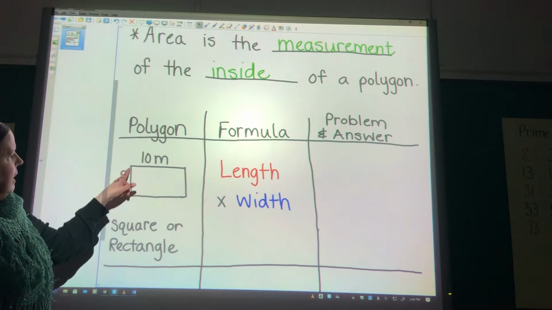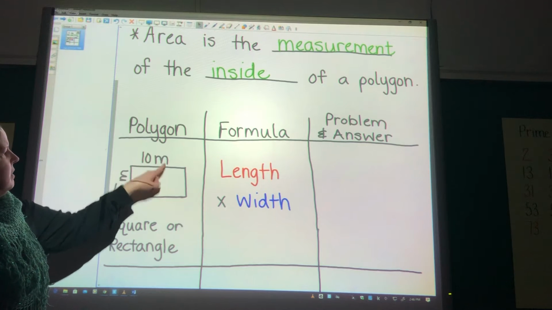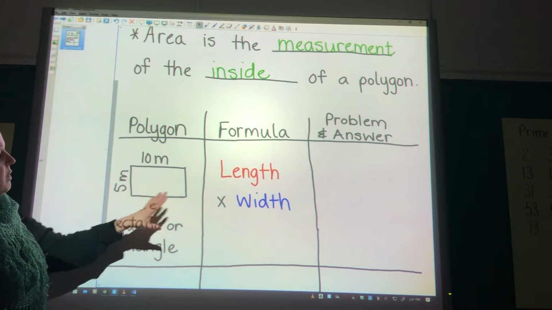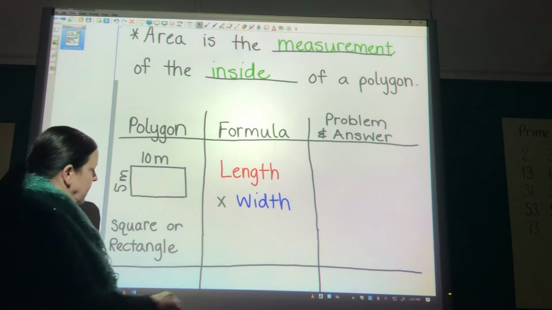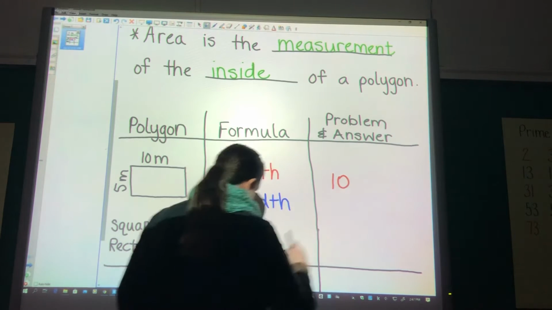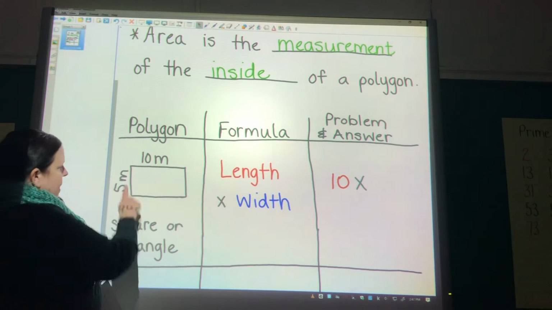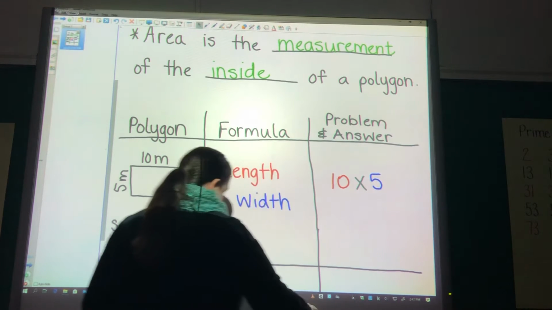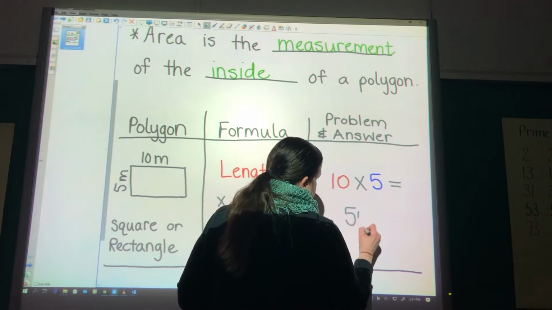So here, I have a rectangle. My length is 10 meters. My side, my width, is 5 meters. So this is a pretty easy formula. It is just length times width. So I would take my length, my 10, and I'm going to multiply it by my width, which is 5. So 10 times 5 is 50.